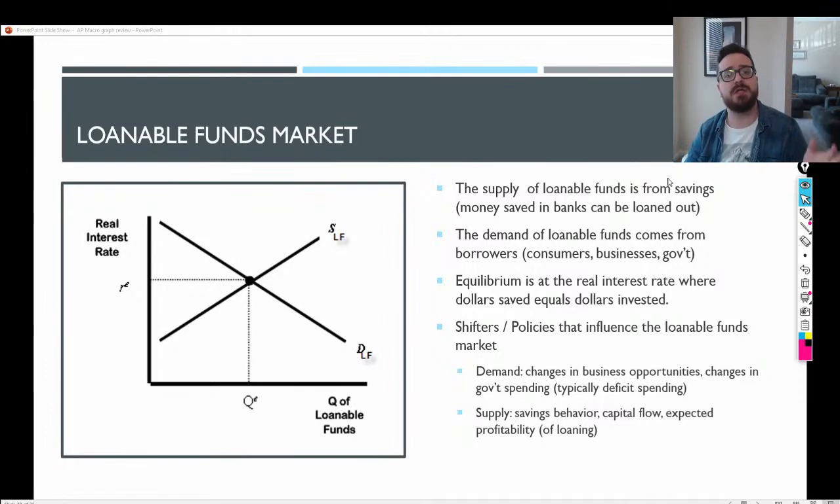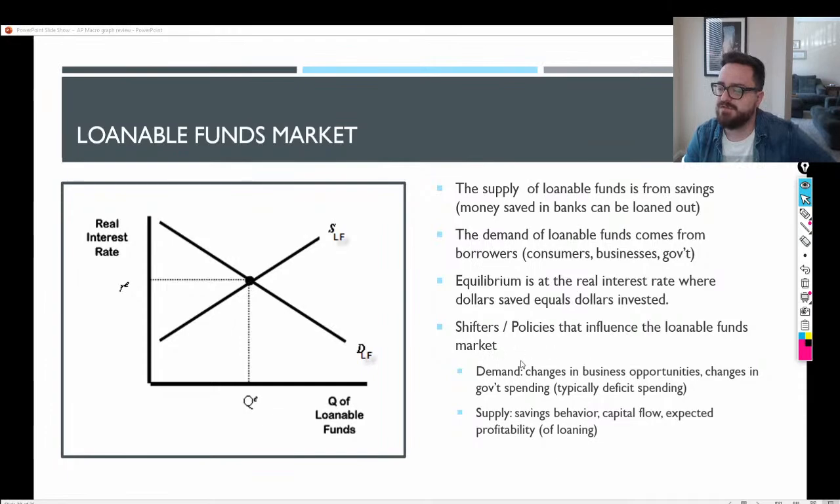Demand of loans is a little weird too, because it's not just consumers' demand for loans. We aren't the only ones who borrow. Borrowers include businesses who borrow all the time to pay for capital and stuff like that, and the government, because they borrow literally all the time to pay for kind of anything they do in America, because we are in a massive deficit. So equilibrium is right where your real interest rate equals the amount of dollars that have been saved or invested. Because if it's either saved or invested into the bank, it is part of that supply of loanable funds. So if you see that phrase, don't freak out. It's just like the amount of dollars saved is the supply, the amount of dollars being invested or demanded is the demand. Don't freak out there.